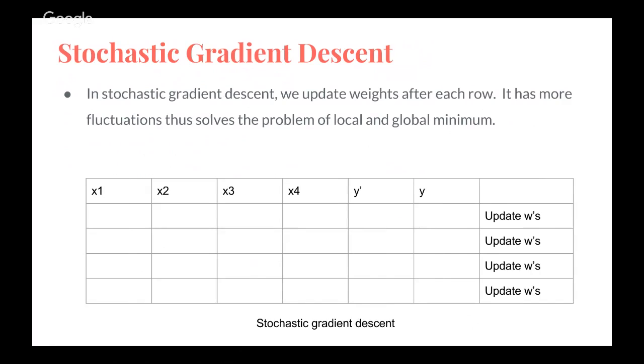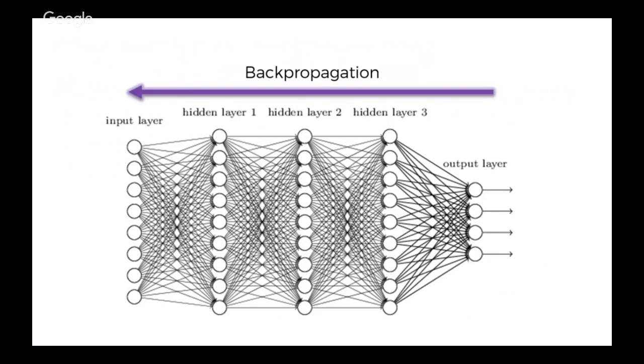Okay, so trust me, we are done with the theory now. We know all the concepts, but this is just how a neural network looks like, right? We have a few input layers, a few output layers, and a few hidden layers.